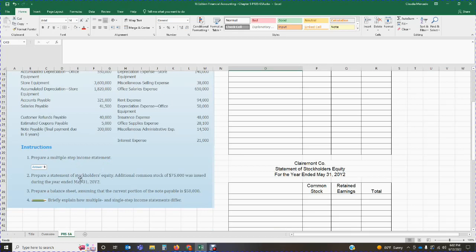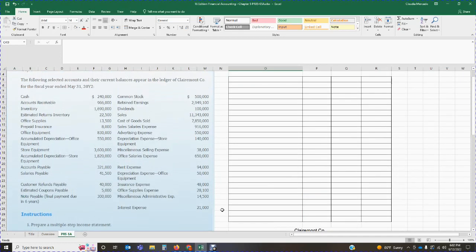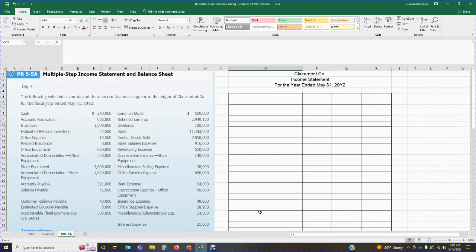We're going to prepare a statement of stockholders' equity. They're letting you know that additional common stock of $75,000 was issued during the year ended May 31st. We're going to prepare a balance sheet assuming that the current portion of the note payable is $50,000. And we're going to briefly explain how multiple and single step income statements differ. So basically we're going to prepare the three primary financial statements: income statement, statement of owner's equity, and the balance sheet using the information provided.